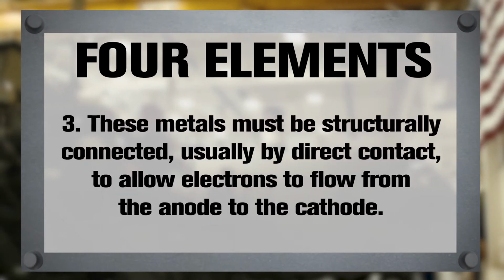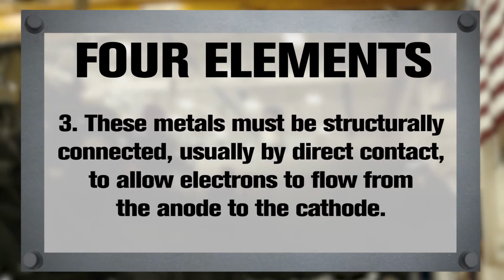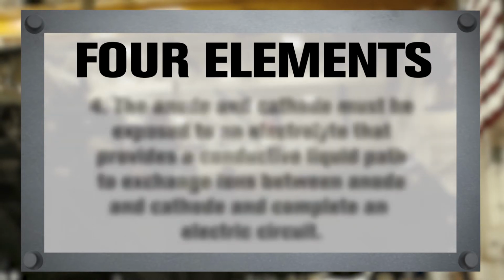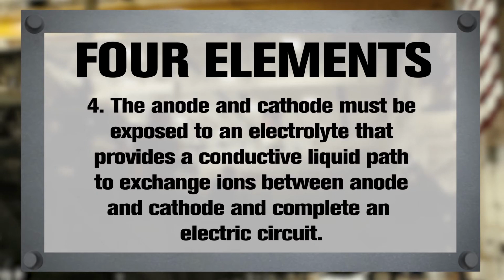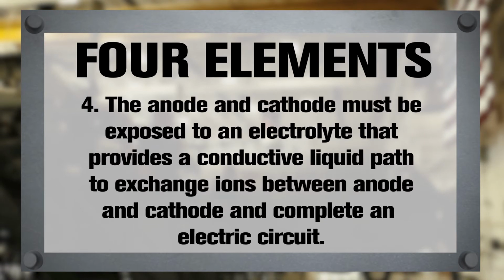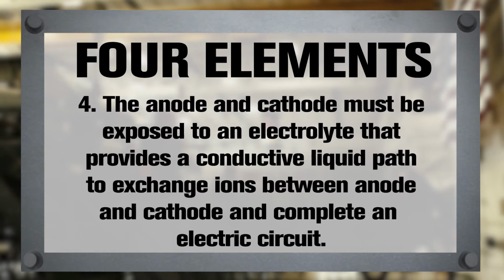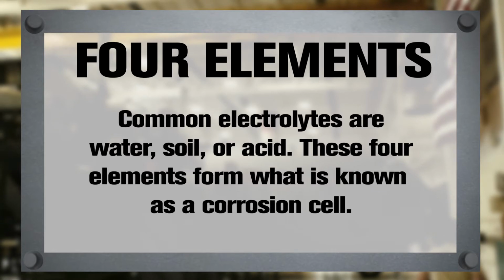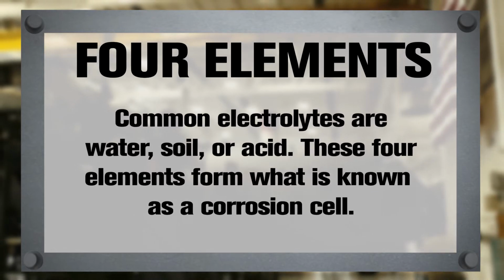Third, these metals must be structurally connected, usually by direct contact, to allow electrons to flow from the anode to the cathode. Fourth, the anode and cathode must be exposed to an electrolyte that provides a conductive liquid path to exchange ions between the anode and cathode and complete an electric circuit. Common electrolytes are water, soil, or acid. These four elements form what is known as a corrosion cell. The corrosion process cannot occur if any corrosion cell element is absent. Thus, corrosion prevention methods seek to deny the presence of at least one of these elements.